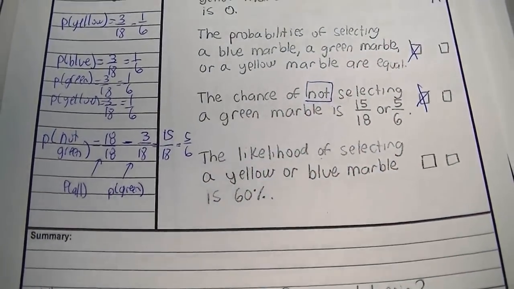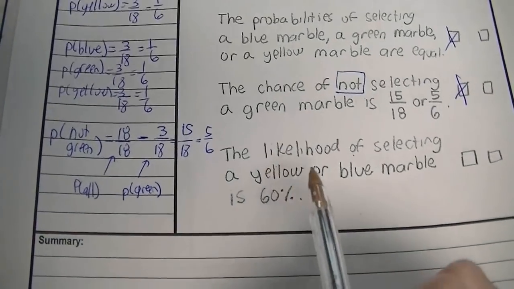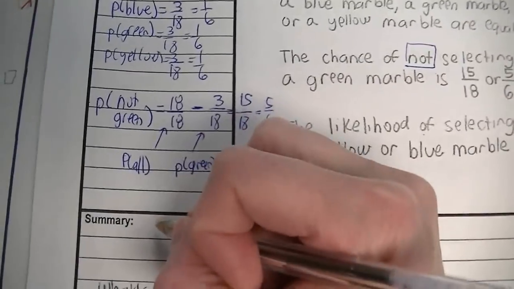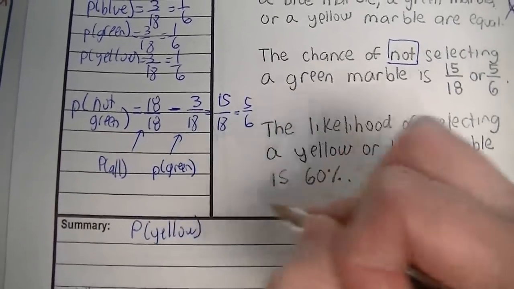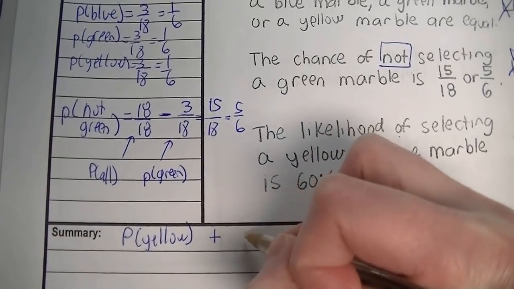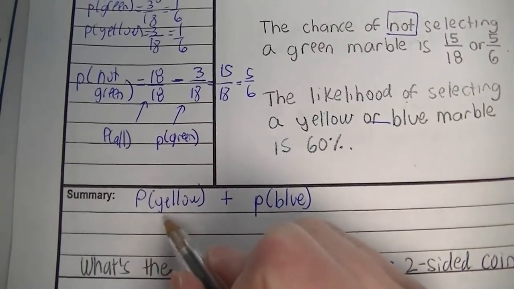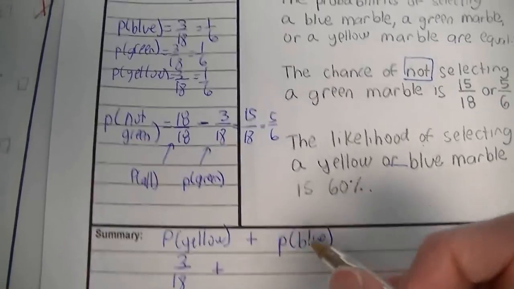Okay, the likelihood of selecting a yellow or blue marble is 60%. So let's figure this out. Likelihood of selecting yellow or blue. So probability of yellow, or typically means add, only in probability, and blue, probability of that and that. Okay, so probability of getting a yellow one, how many yellows are there? There's 3 out of 18. I'm not going to simplify it yet. Plus probability of getting a blue one was 3 out of 18.